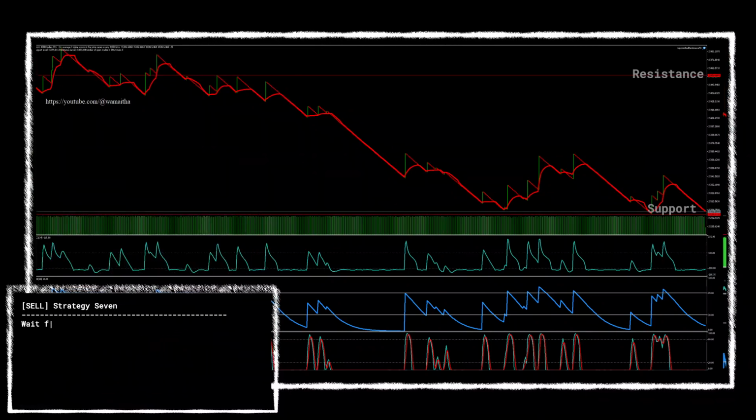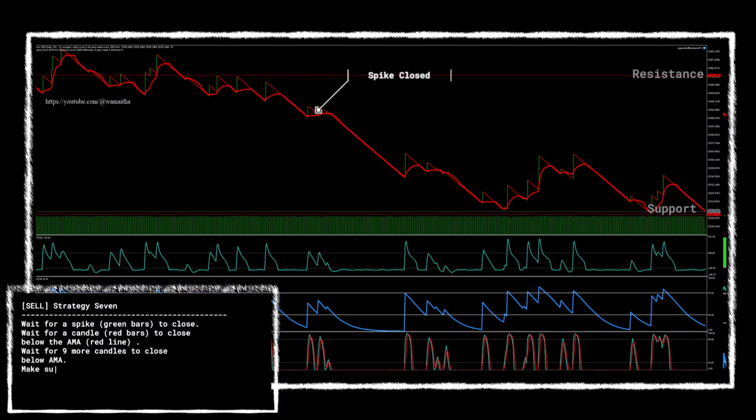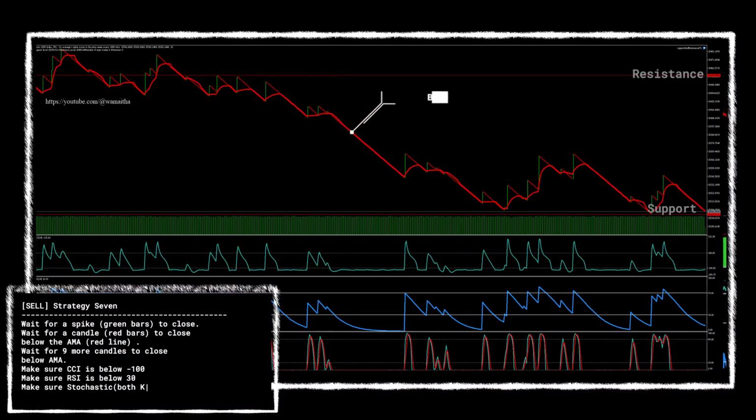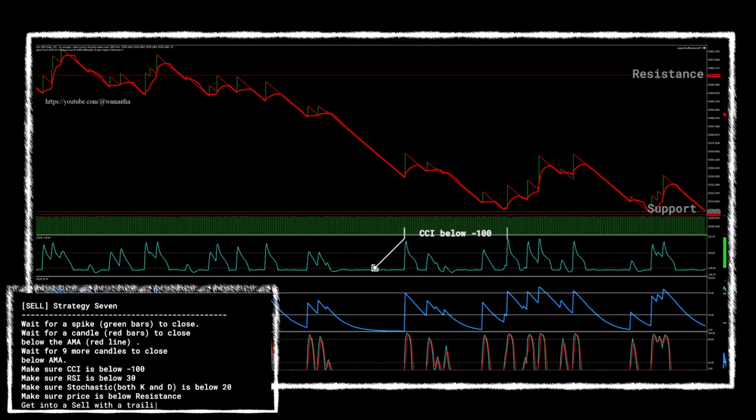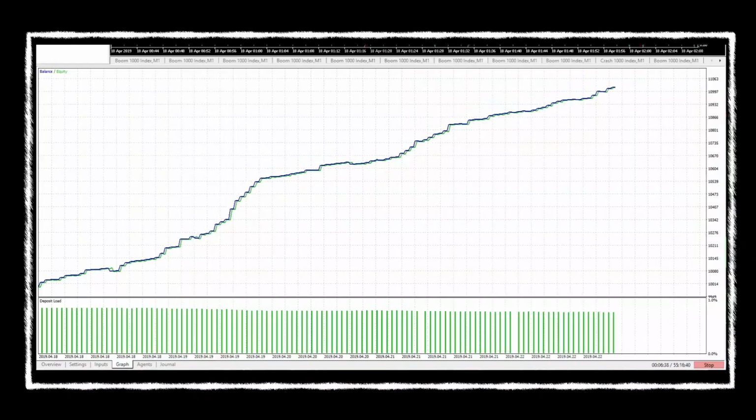The new strategy then became: wait for 10 consecutively falling AMA values, make sure the 10th candle is below the AMA at that point, make sure the CCI is below negative 100, RSI is below 30, the stochastic oscillator is below 20, and the current price is below the resistance level. And again, things start off excellent until something happens.